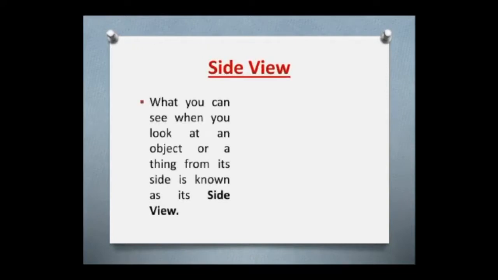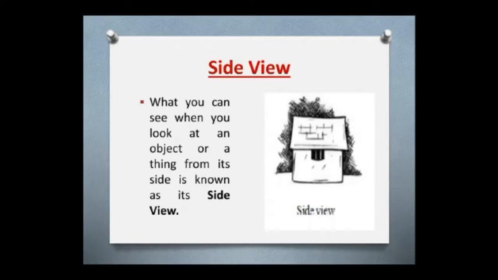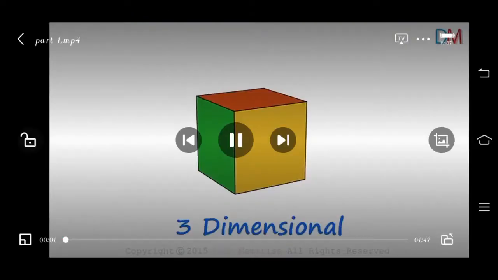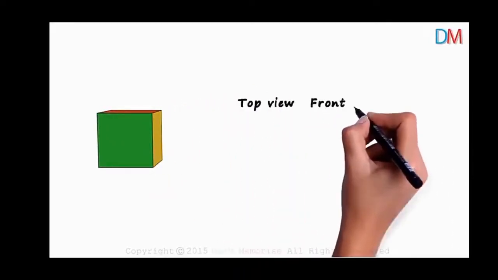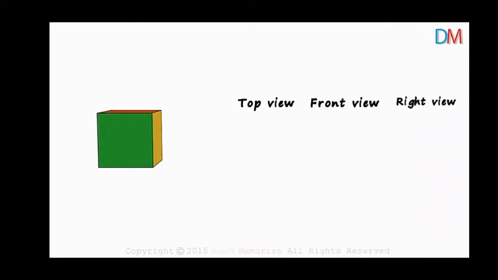Next one is side view. What you can see when you look at an object or a thing from its side is known as its side view. So, here we can see the side view of a hut. Let's learn more about the different views of an object. Look at this colorful cube. It is a three-dimensional object. Now, we will look from three different directions. We will look at the top view, the front view, and the right side view.